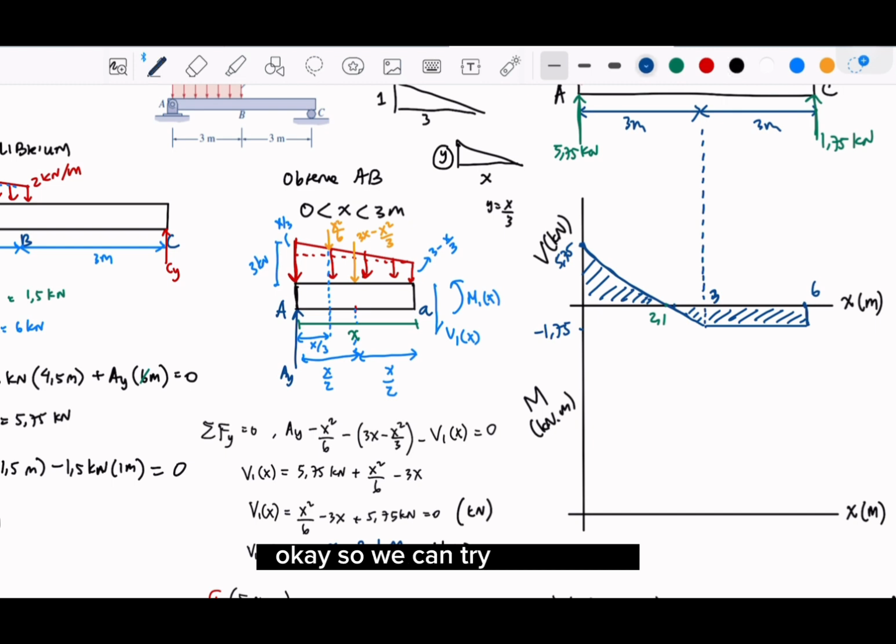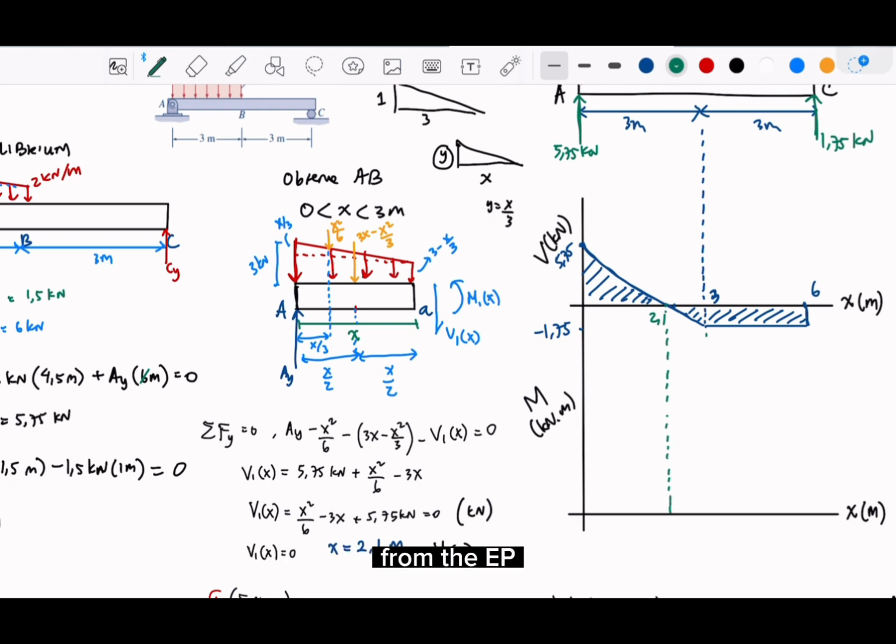So we can try to build up. Now it's a cube, so let me take some line first to make sure that we can have a good proportion from the V. This is 3, and this is 6. Let me use a different color, 6. And this is 3, and this is 2.1.